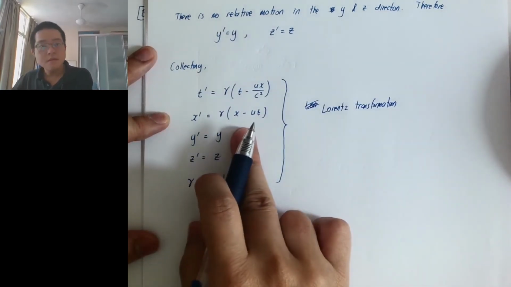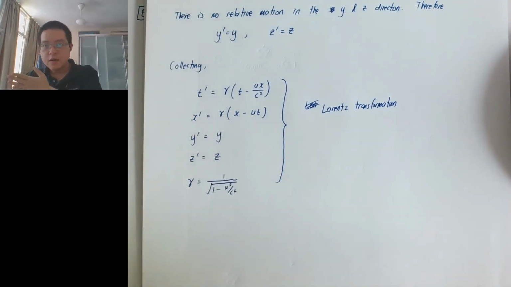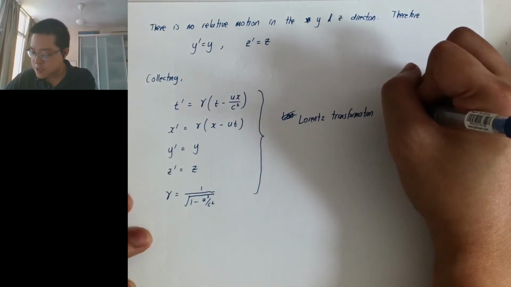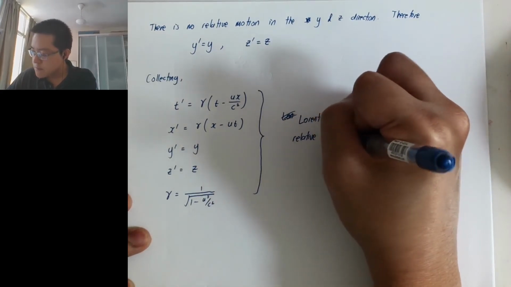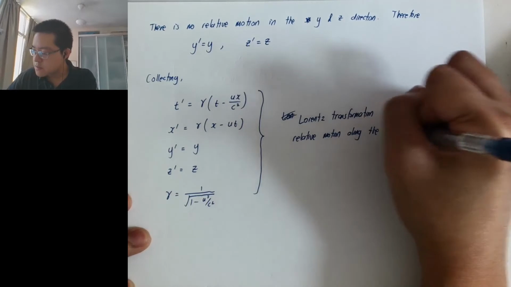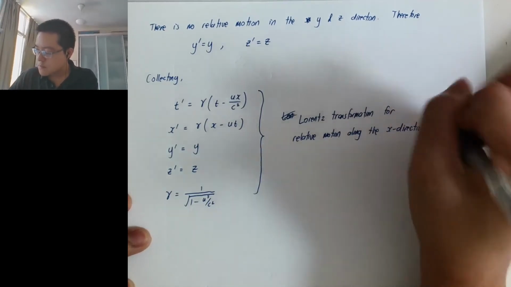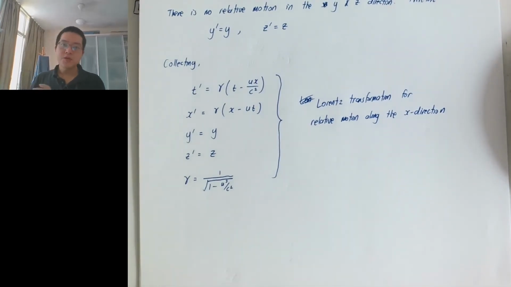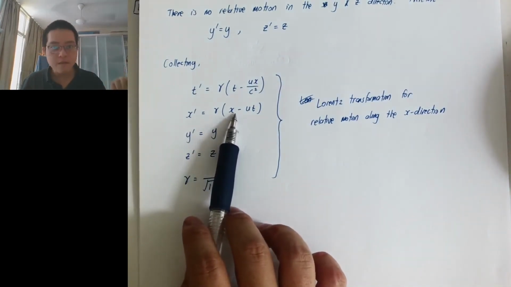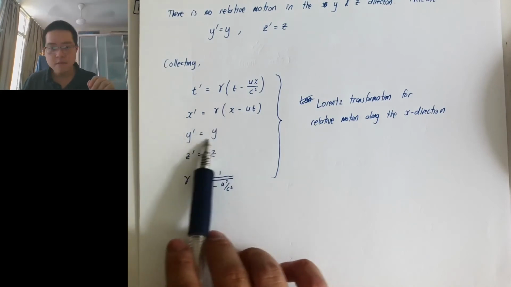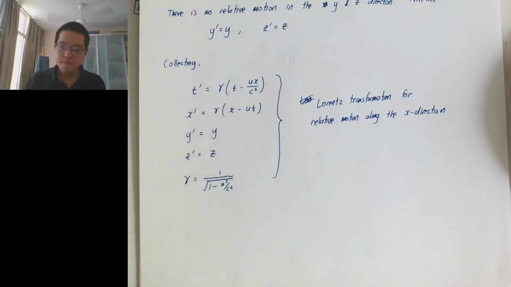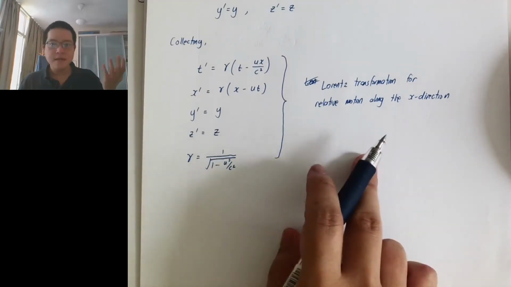This is for relative motion in the horizontal x direction. So the Lorentz transformation for relative motion along the x direction. If it's a transformation along the x direction, then the x positions are different between Alice and Bob. Time is also different. Then the other directions are not affected. So this is an assumption for the x direction only.